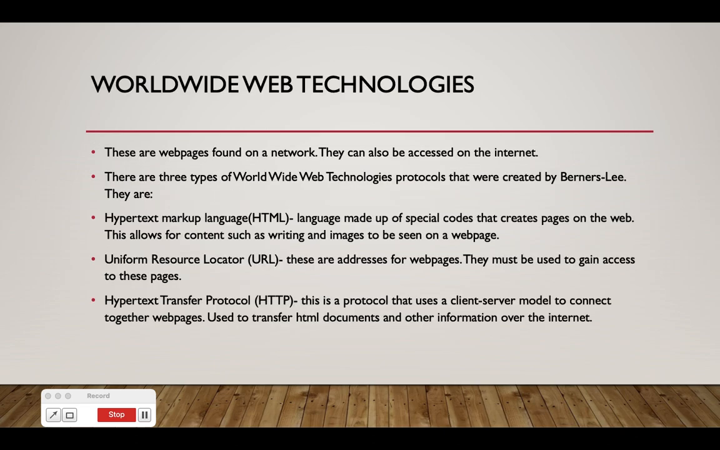So now we're going to talk about the World Wide Web technologies. There are web pages found on a network and can be accessed on the internet. The three types of World Wide Web technology protocols that were created by Berners-Lee are the Hypertext Markup Language, HTML, Uniform Resource Locator, URL, and Hypertext Transfer Protocol, HTTP.